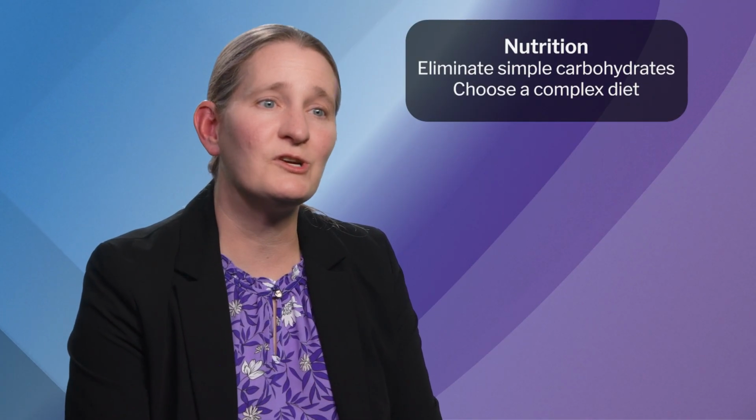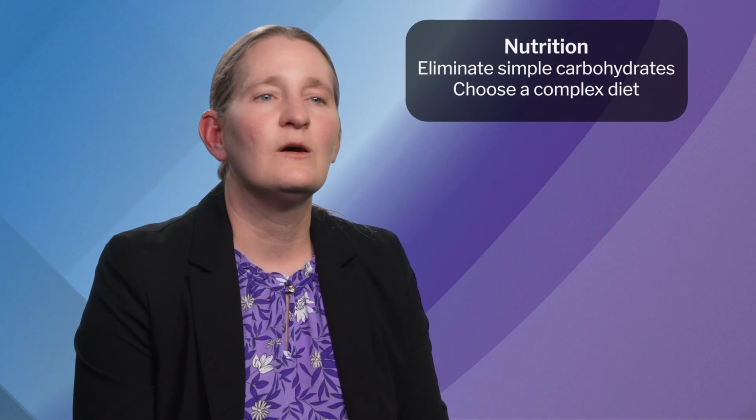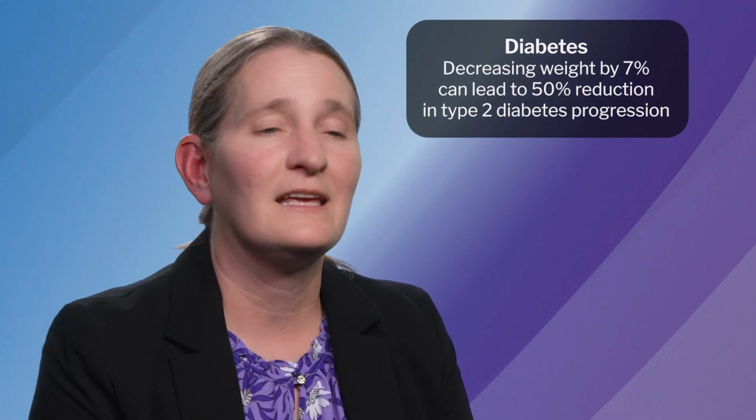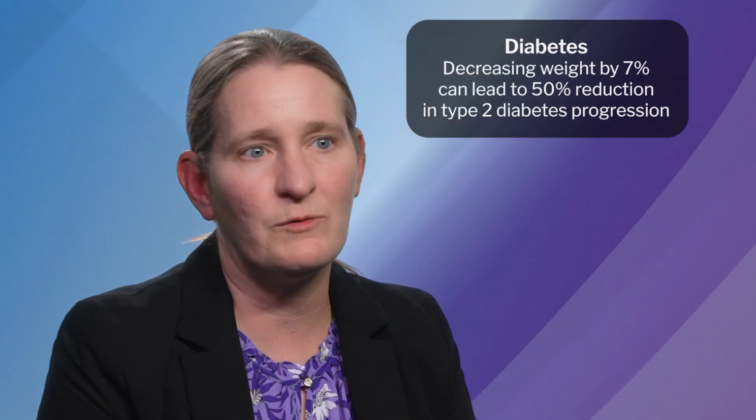With obesity being one of the biggest risk factors for the development of type 2 diabetes, nutrition and the management of weight have one of the greatest impacts on preventing the progression from prediabetes to type 2 diabetes, but also reversing type 2 diabetes. Simple carbohydrates do impact blood sugar, so we're trying to eliminate the simple carbohydrates, focusing on more of a complex diet. Decreasing your weight by 7% can lead to a 50% reduction in your risk for progression from prediabetes to type 2 diabetes. The biggest impact you can make is eliminating the simple sugars, usually in sugary drinks.